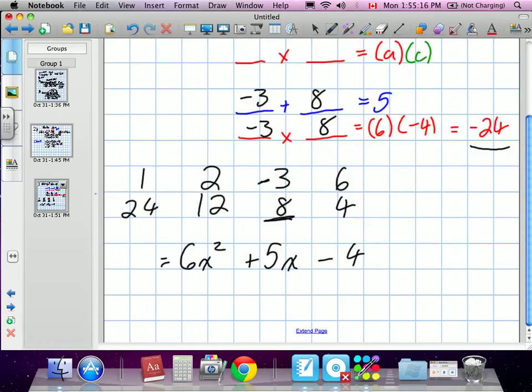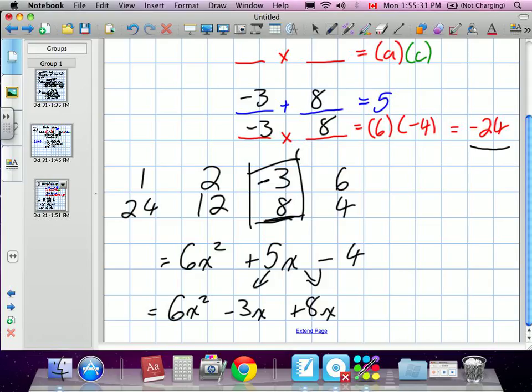So what that means is I'm going to have 6x squared, and I'm going to split 5x into negative 3x plus 8x minus 4. Now if you notice, negative 3x plus 8x is positive 5x. So all I've done is made this a little bit larger. Now from here, I'm going to factor by grouping.